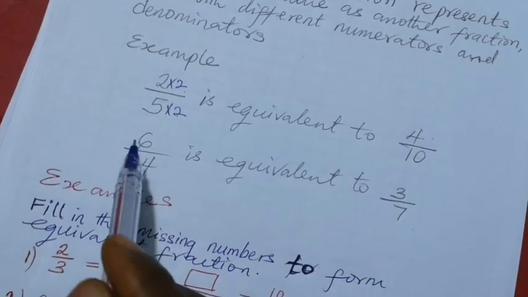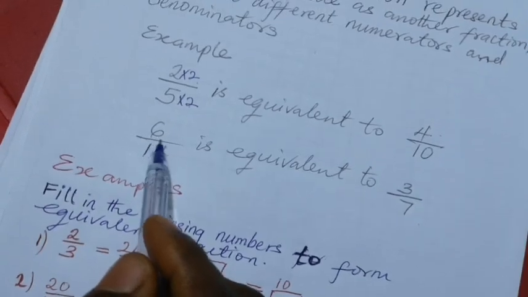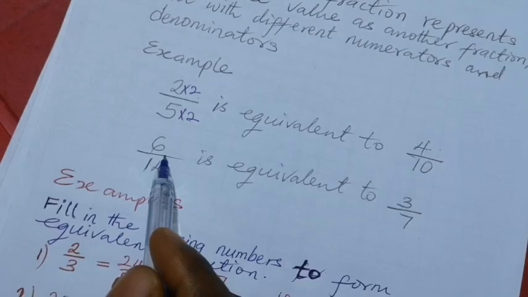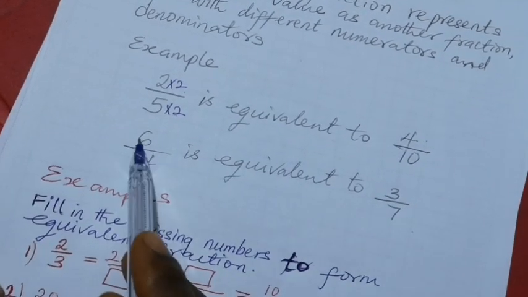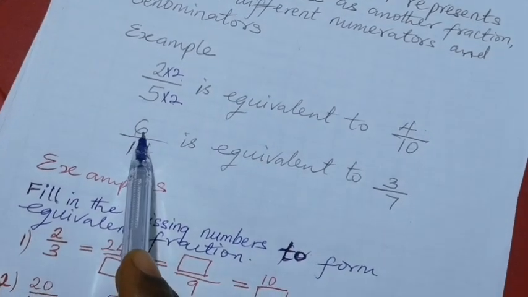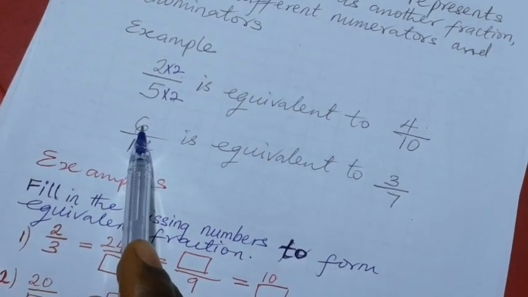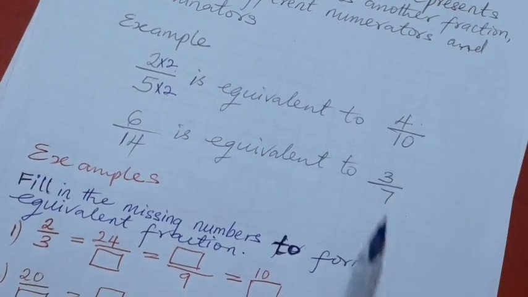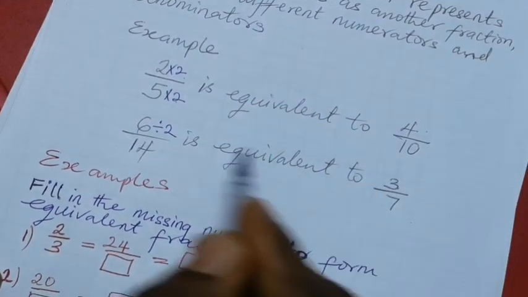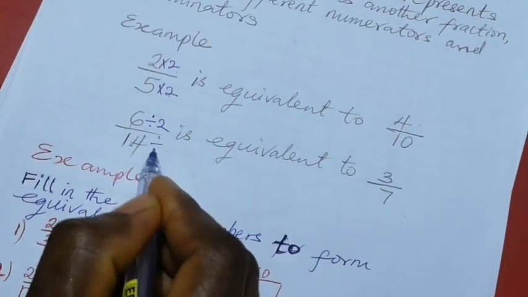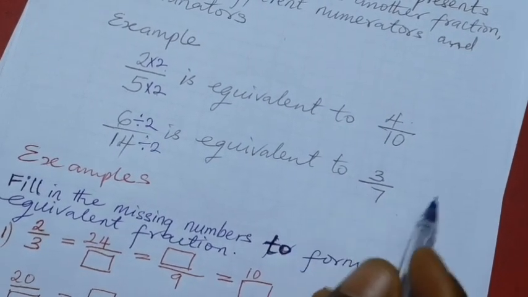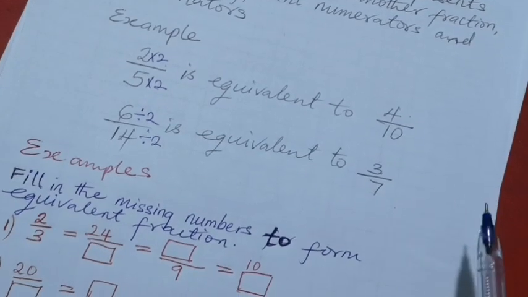Okay, the same thing is applicable here, but on this side, what I will do is division, because this number here is smaller than this one, and this one also is smaller than this one. So what I will do here is division. So I will divide 6 by 2 to get 3. So 6 divided by 2 is 3. I will equally divide 14 by 2 so that I will get 7. Okay, so that is how to find equivalent fractions.